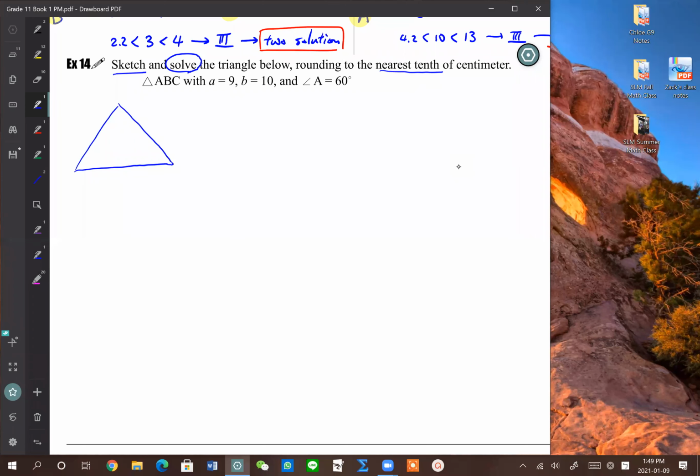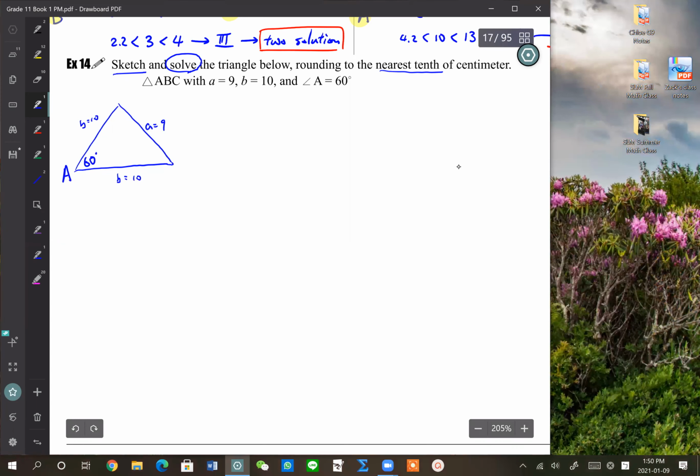Okay, so we have an angle of 60. So usually we put the angle on the left corner, right? So it matches our chart. 60 degrees, so the opposite side should be side A, right? So side A should be the 9. Side B is the 10, right? So B could be down here or up there, okay? But because we want to match the chart, we will put it on the top, okay? So that way we can easily check.